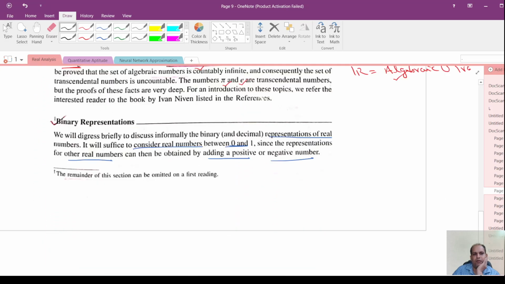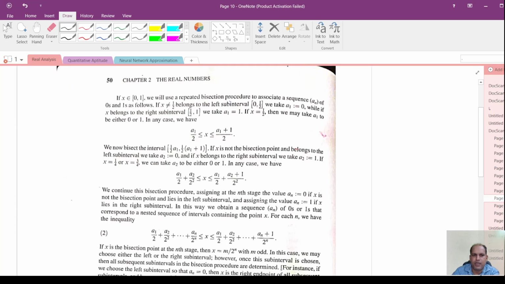Now, these examples will help you to understand what is written here in the book of R.G. Bartle. We will discuss informally the binary representation of real numbers. It will suffice to consider real numbers between 0 and 1. Then the representation of other real numbers can be obtained by adding a positive or negative number. Now, suppose x is any real number between 0 and 1. So, we will use the same repeated procedure to associate a sequence a_n of zeros and ones.